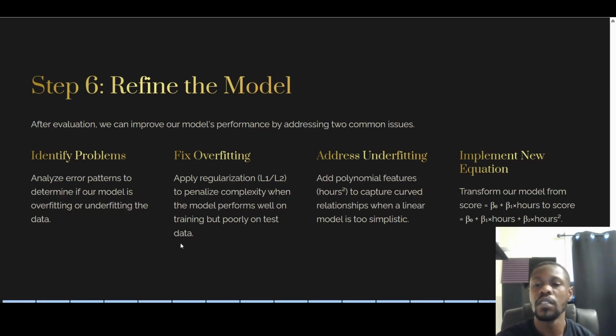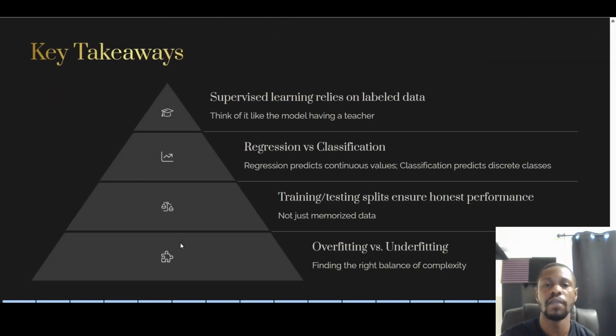Lastly, implement the new equation. Transform our model from the old formula to the new, essentially applying the changes and testing the data again.